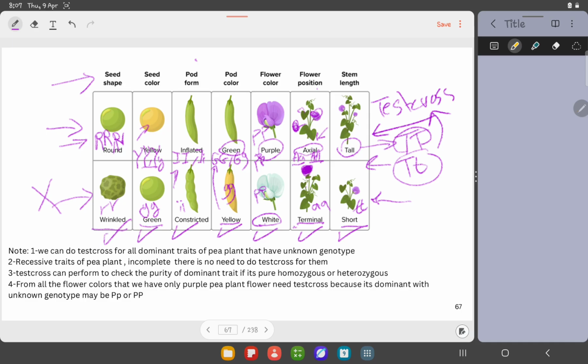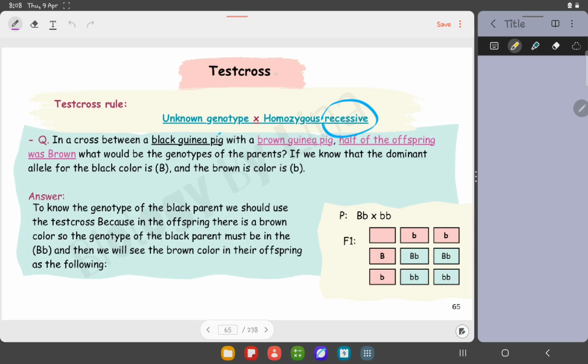But the one that might be unknown, you can determine if it's, for example, T capital T capital or T capital T small. At that time, what can you do for it? You can do a test cross for it in order to know the purity of this tall: is it homozygous or heterozygous? How? By crossing it with the recessive trait of it. Okay, so test cross to determine what?